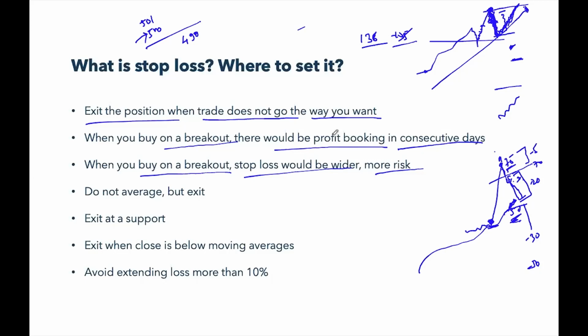And if the stop loss hits, ideally you should exit. We have a tendency of averaging at a particular price point.